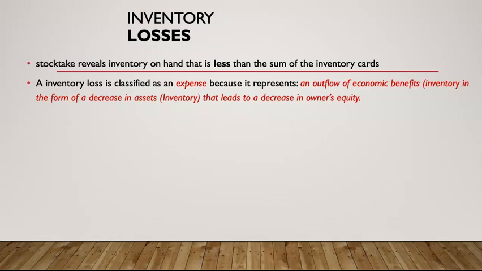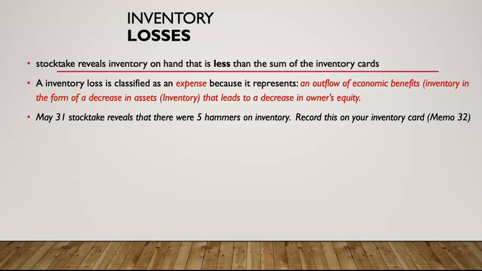It represents an outflow of economic benefit, inventory. We've lost some inventory. This outflow is in the form of a decrease in assets. Our asset inventory is going down. And this is going to lead to a decrease in our owner's equity, the worth of our business. We've lost something that will make our business worth less.